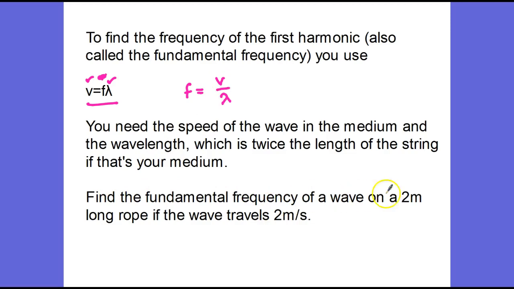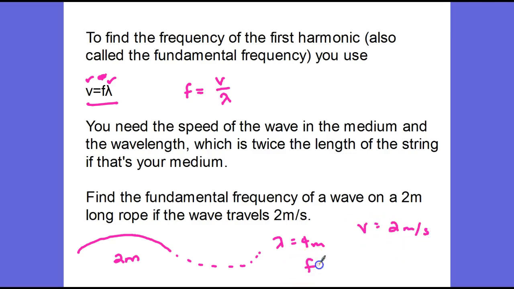Fundamental frequency of a wave on a 2-meter long rope. Okay, so if it's vibrating like this and the rope is 2 meters long, then the actual wavelength would be 4 meters, because in the fundamental frequency, the whole string length is a half of a wavelength. Find the fundamental frequency, 2-meter long rope, traveling at 2 meters per second. So the frequency would be 2 meters per second divided by 4 meters. So it would be 0.5 hertz.